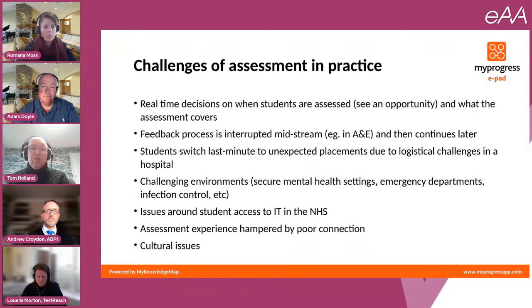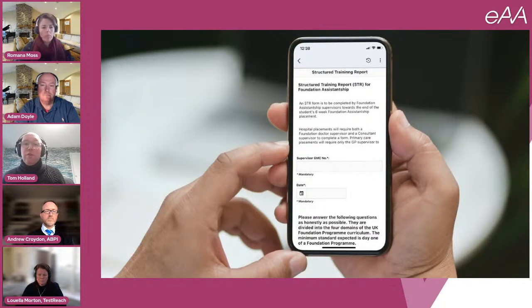Because of issues around student access to IT in the NHS and so on, a lot of these assessments are happening on personal mobile devices, and there are all sorts of cultural issues associated with having a personal mobile device in practice. So particularly early on, there was the worry that if a patient sees a couple of doctors looking at a phone together, are they looking up memes on social media or whatever? So in the early days, a lot of the medical schools put stickers on students' phones saying this is a learning tool, and so on and so forth.